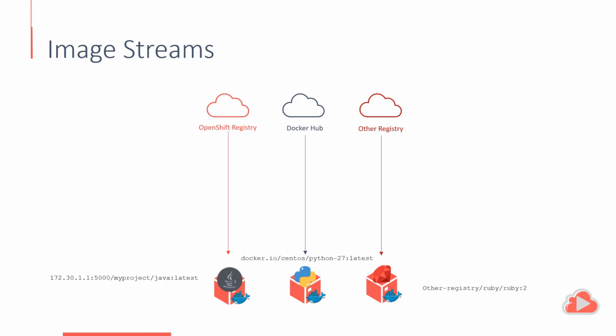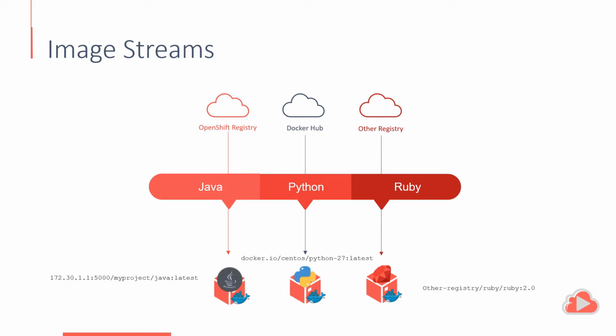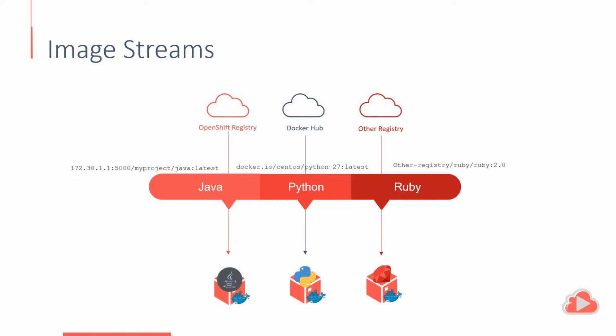To prevent such scenarios, and to provide a consistent referencing technique for Docker images, OpenShift introduced image streams. Image streams map actual Docker images hosted at different locations to image names within projects in OpenShift. This way, all of my dependent images for Java, Python, and Ruby now have a consistent reference, and the actual location of these images is abstracted by the image stream.